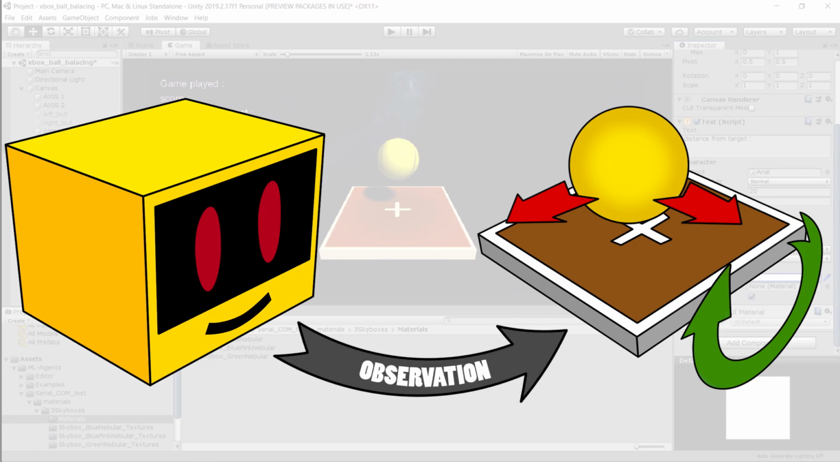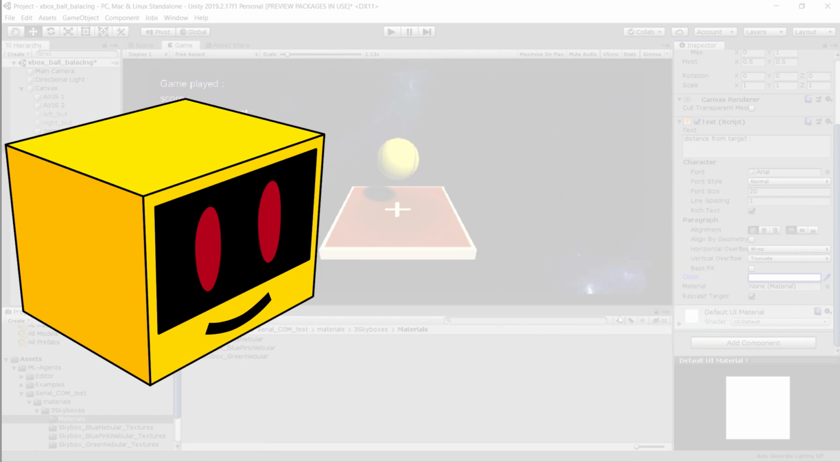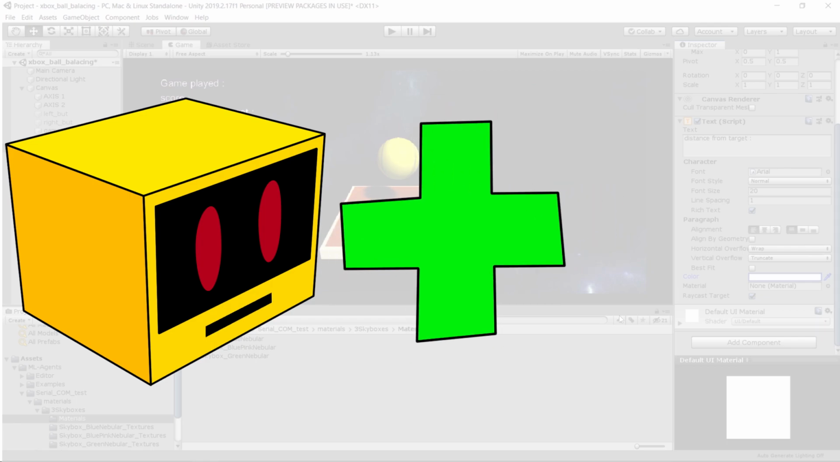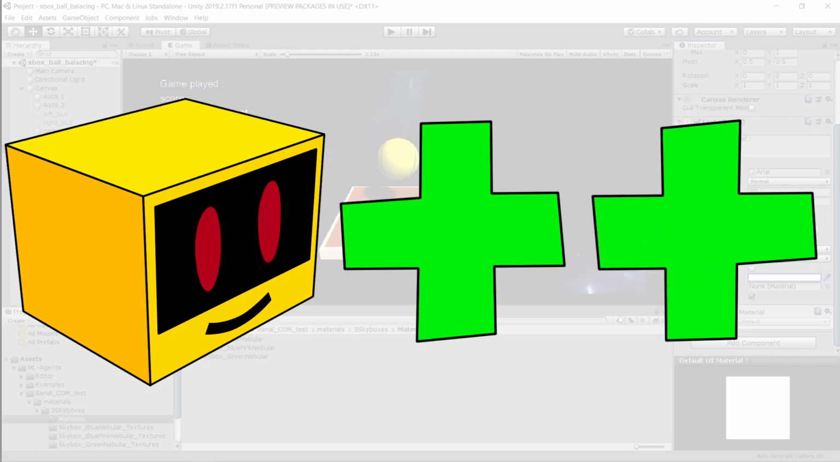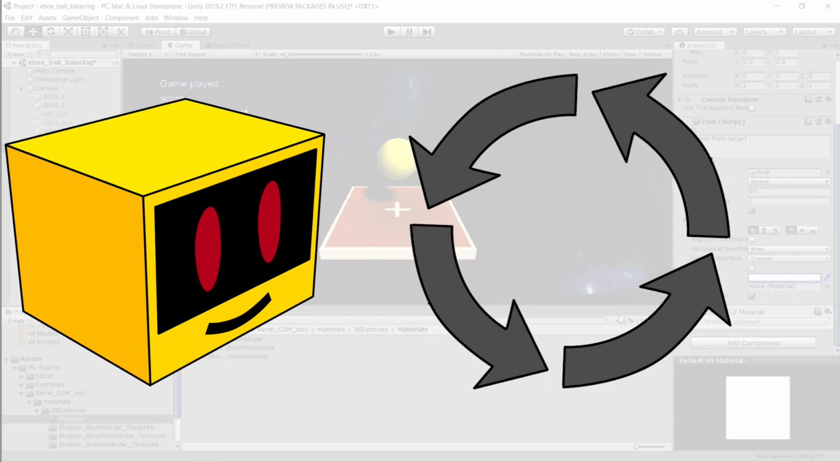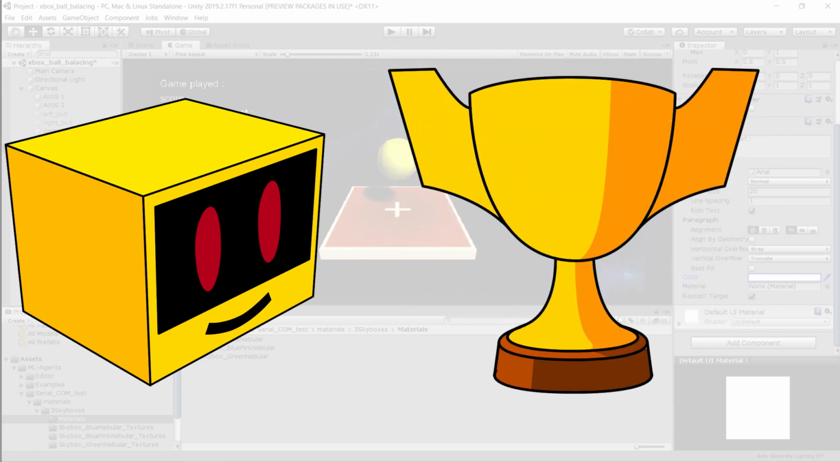Then, based on its observation, it will take an action, basically move the joystick. It will either get a reward or a punishment depending on the outcome of this action. If the ball falls, it will be punished by being given a negative score, or rewarded with a positive score if the ball is still on the platform. The closer the ball is to the target, the bigger the score will be. This cycle will be repeated many times, and as a result, the agent should learn what action to take to get the highest score.